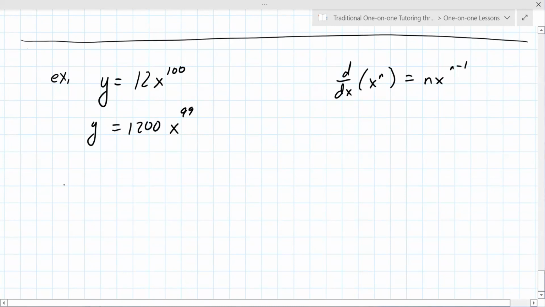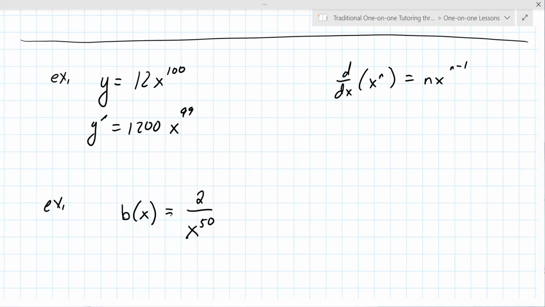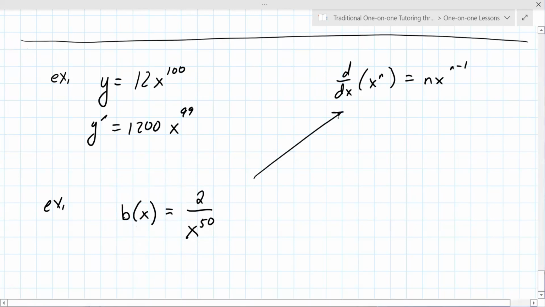Yes. Then the next type of example I see is, wouldn't it be y prime equals? Yes, y prime or dy/dx, and actually let me do some function notation because I see that your instructor uses that here as well. So b of x equals 2 over x to the 50. And it's also this power rule. You just have to change the exponent first.